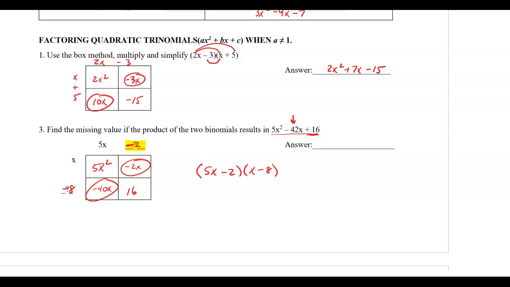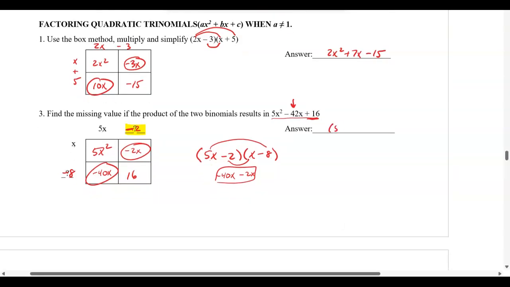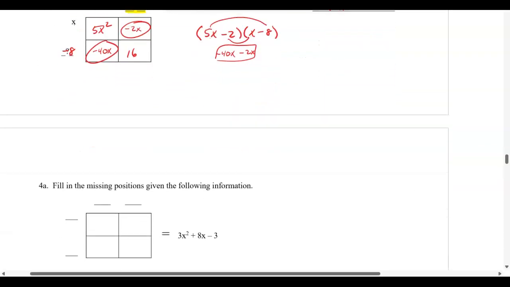Now, how can I check this right away? I know 5x and x give me 5x squared. I know negative 2 and negative 8 give me 16. So now I have to check the outers, which is negative 40x, the inners, which is negative 2x. That combines to give me negative 42x. And that is how it factors. 5x minus 2, x minus 8.